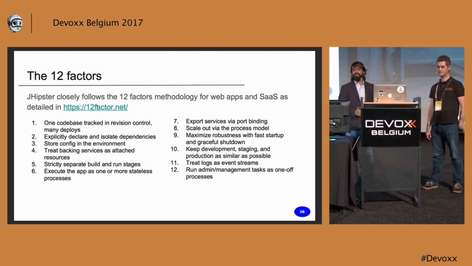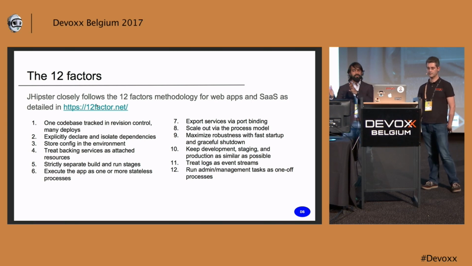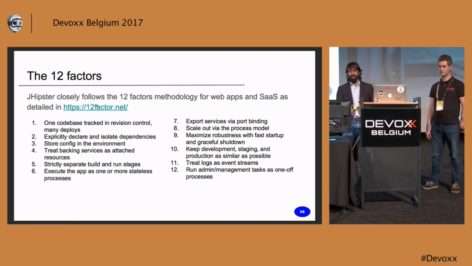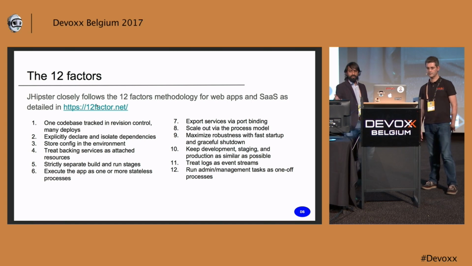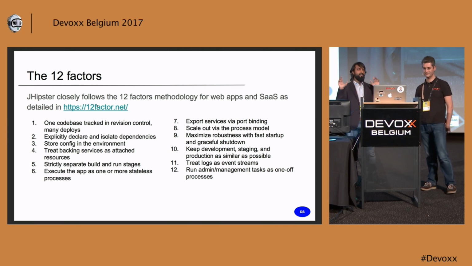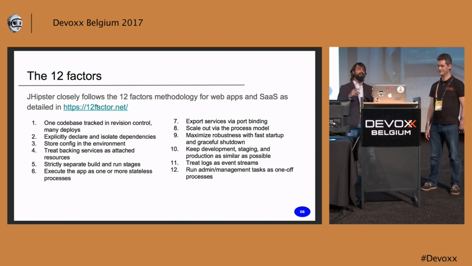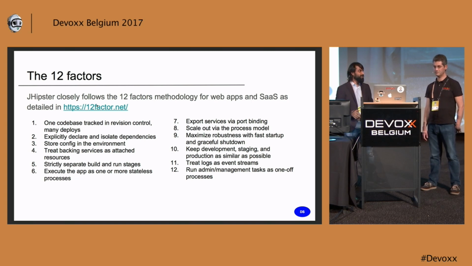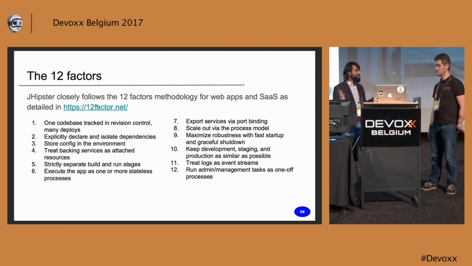We also want to highlight that with JHipster, we closely follow the 12 factors of web app and SaaS development, as you can see. So I'm not going to go into details of what each of these are. They are very self-explanatory. One, code base tracked in version control. Yes, we always evangelize that. We even do automatic commits into Git now with our recent version.